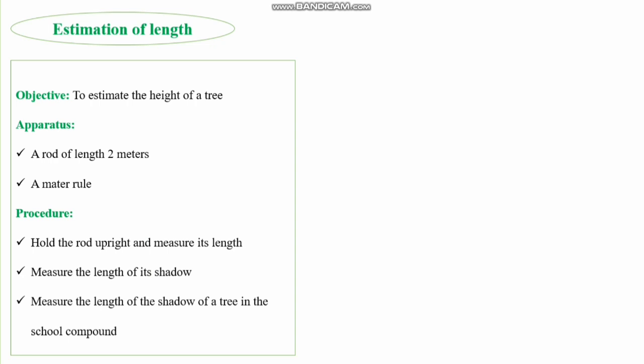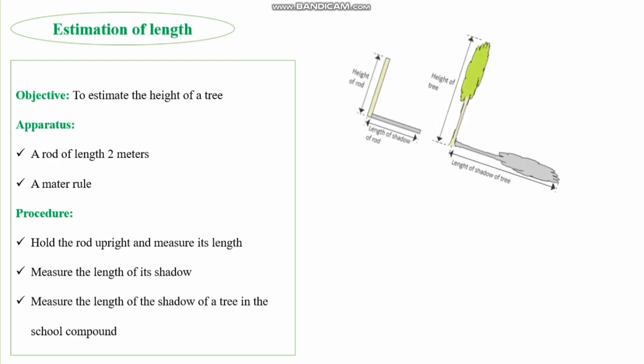So the third one is to measure the length of the shadow of the tree in the school compound. I propose that you should start from the stem, from where the tree starts, and measure midway at the middle part of the shadow to the peak of the tree. So that will give you the actual length of the shadow of the tree.